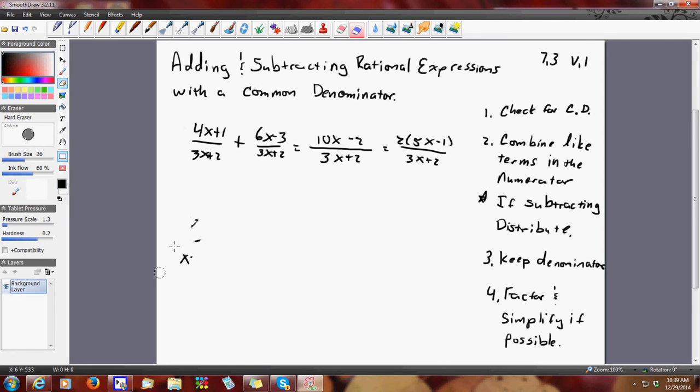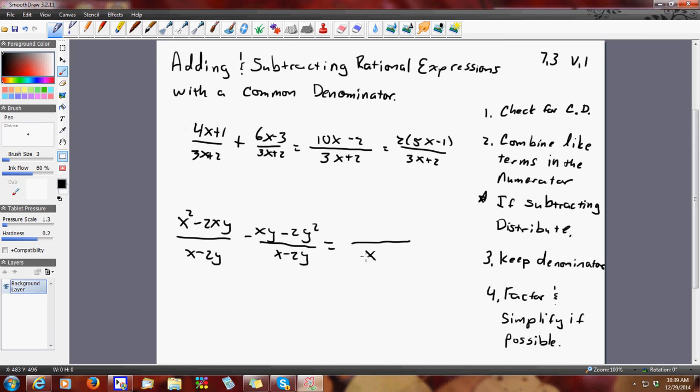I'm going to show you this subtraction one. Let's say I had something like this. Let's see, where would be a good subtraction one? How about x squared minus 2xy over x minus 2y minus xy minus 2y squared over x minus 2y. Now, I have a common denominator, so it's going to be x minus 2y is my denominator.